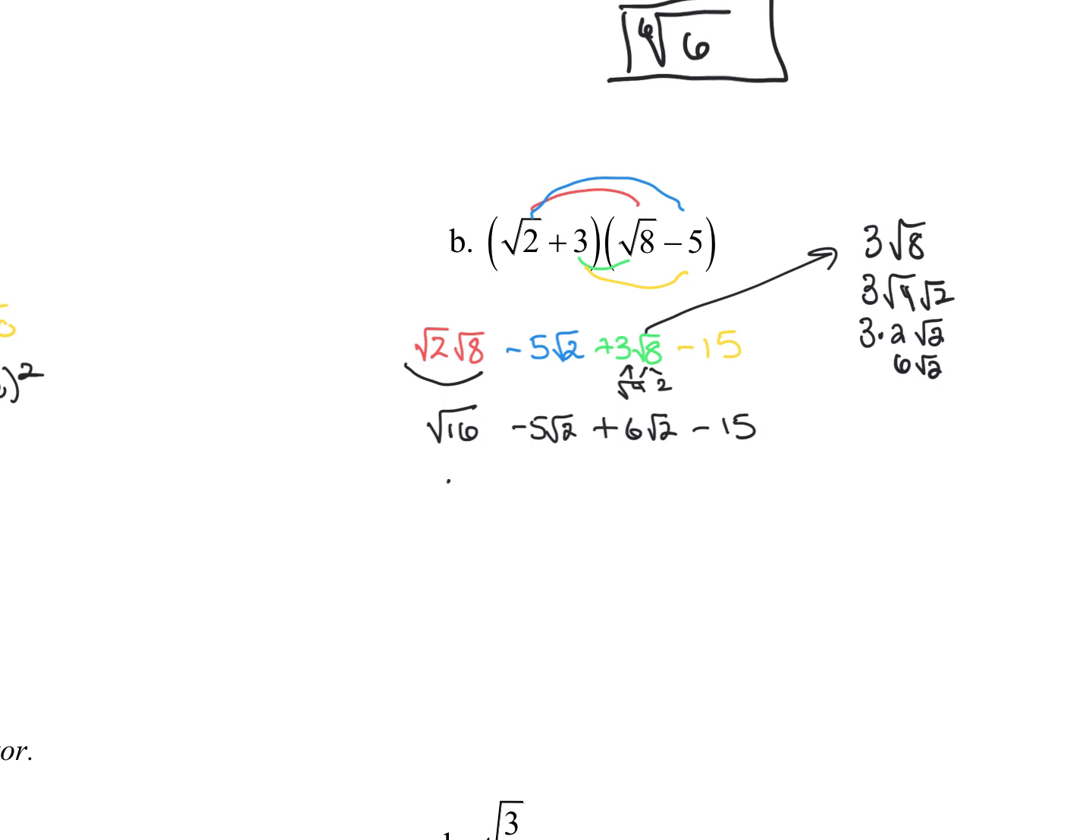Square root of 16 is 4. These are both the same root, so negative 5 of root 2's plus 6 root 2's makes 1 root 2, and then minus 15. 4 minus 15 is negative 11 plus my root 2.